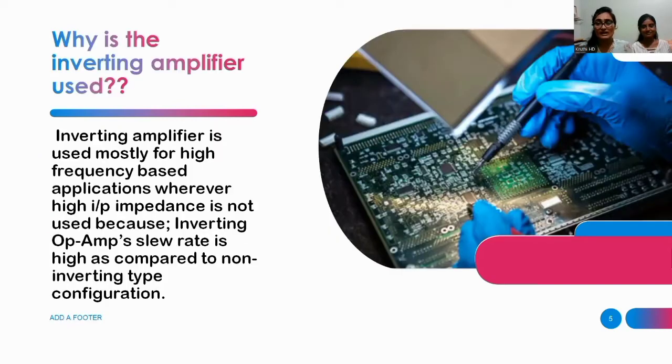Why is the inverting amplifier used? Inverting amplifier is used mostly for high frequency based applications where high input impedance is not required, because the slew rate of inverting op-amps is high as compared to the non-inverting type configuration.